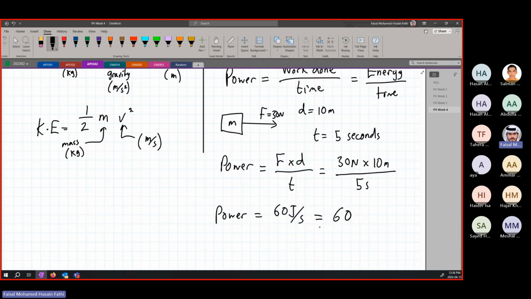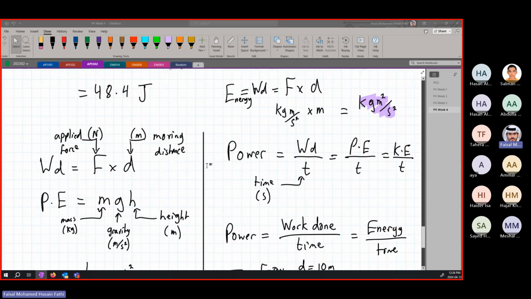This is also known as watts, 60 watts. So joules per second is also known as watts. Okay, this unit is the unit for power. And that's pretty much it for all of energy and work. It is very straightforward. Again, there's no confusion at all here.